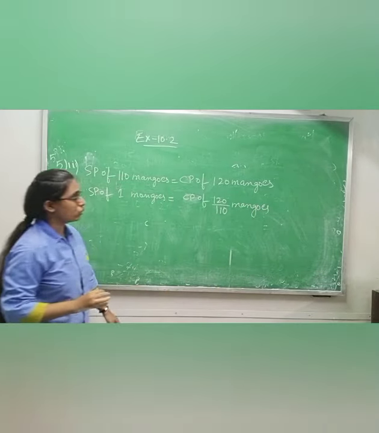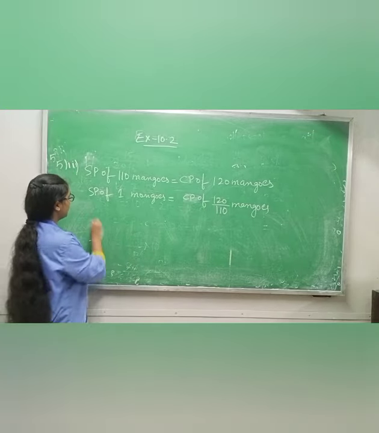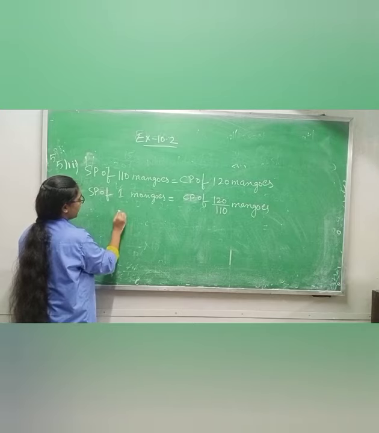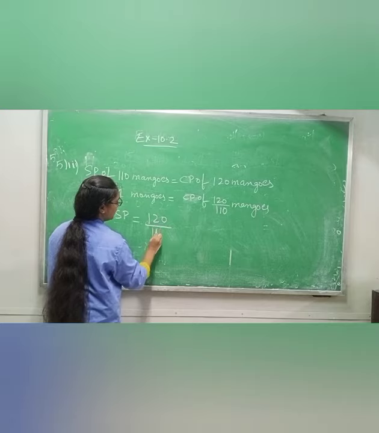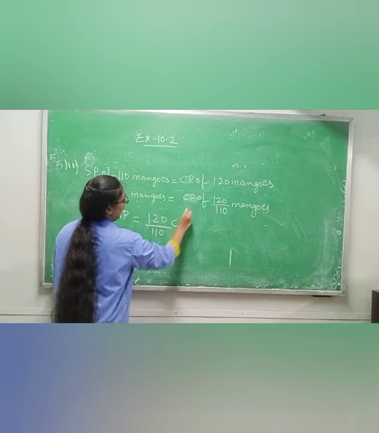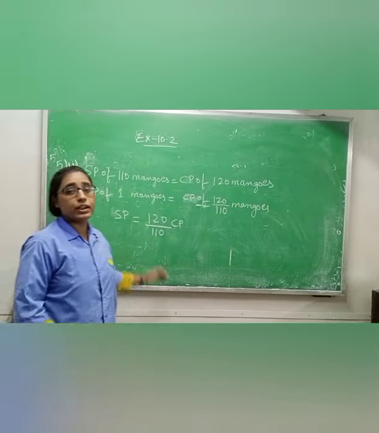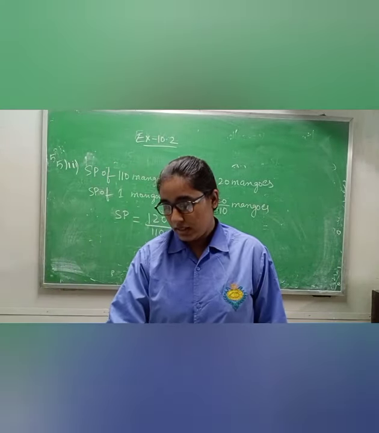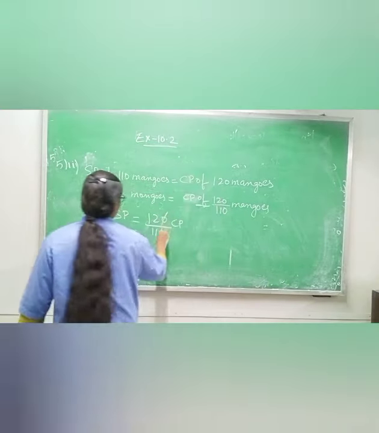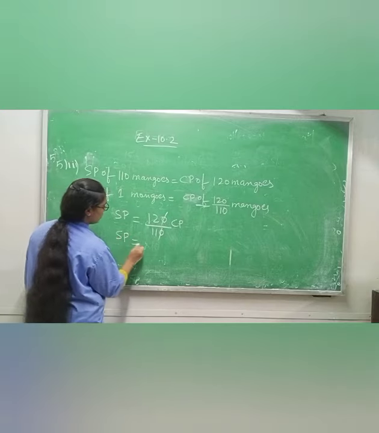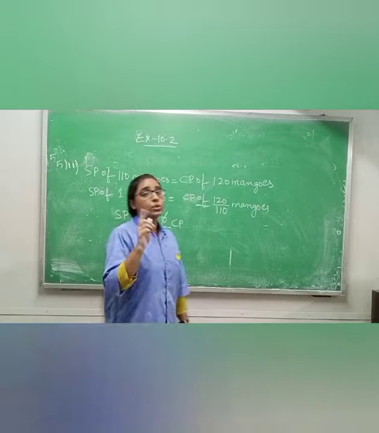Understood up to here? It means that therefore SP equals how much are we getting? 120 by 110 CP. I am removing this and giving a multiplication sign. So selling price, I am getting 120 by 110 CP. You can cancel 0, 0, so you will get selling price equals 12 by 11 CP.